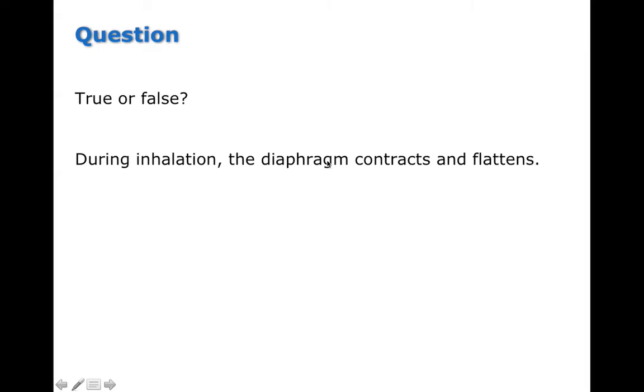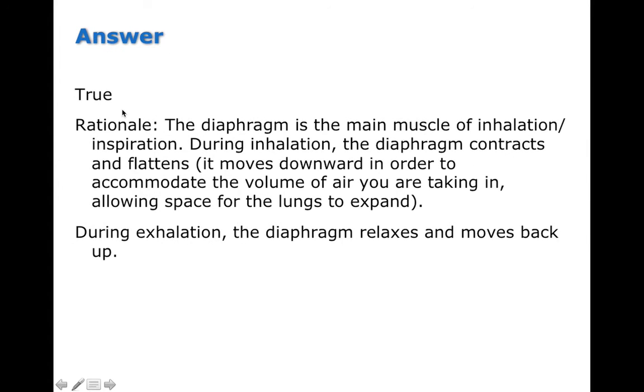During inhalation, the diaphragm contracts and flattens. Well, we talked about how the diaphragm is going to be involved with increasing thoracic volume. So this would be true, because by flattening and contracting here, you're going to increase the volume of the thoracic cage, which is going to be helpful for inhalation. Now, during exhalation, the diaphragm just relaxes back to a resting shape, and that's going to, by itself, decrease thoracic volume, which increases pressure, which is going to allow that air to be forced out.